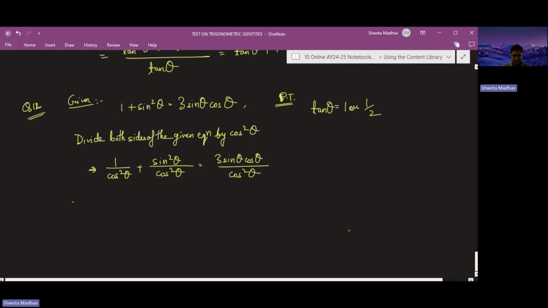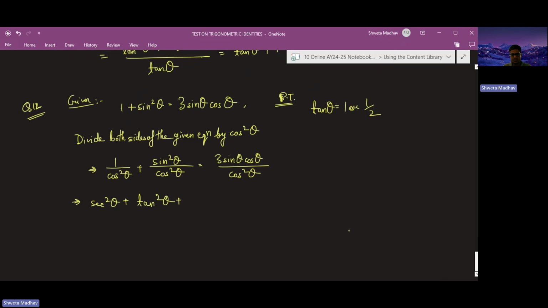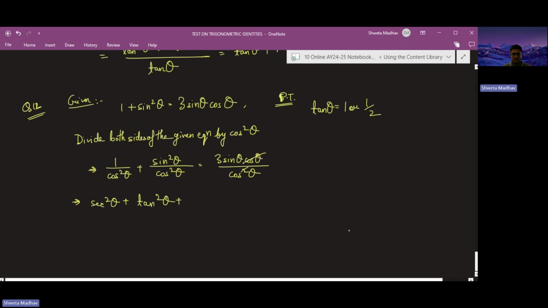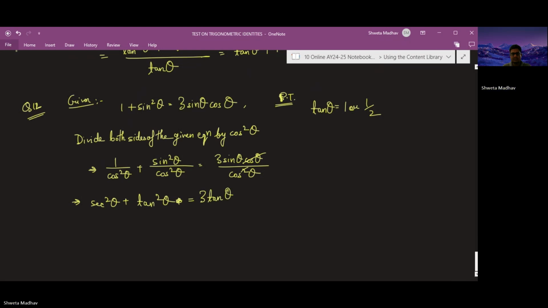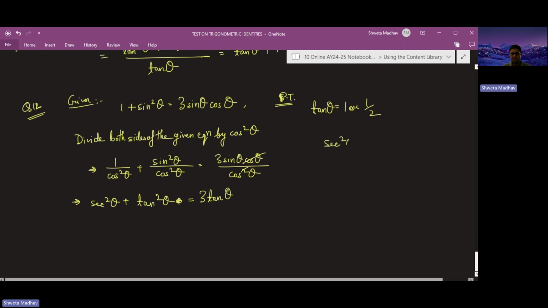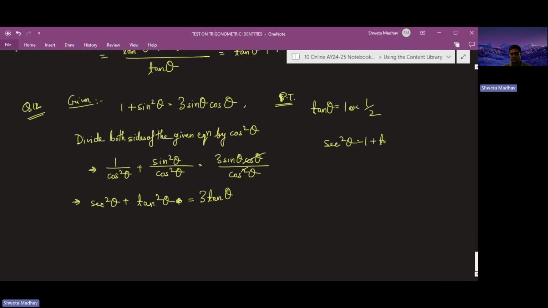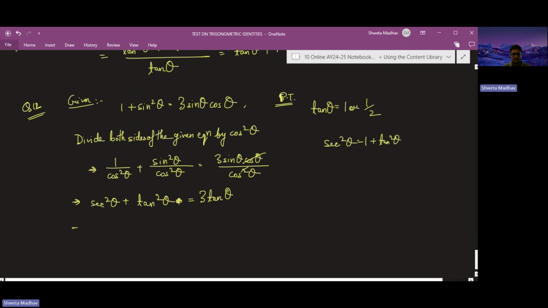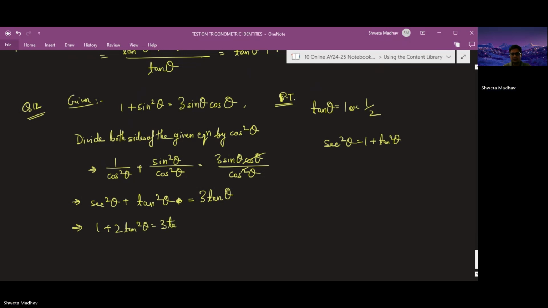So now this 1 by cos square theta will be secant square theta, and sin square theta by cos square theta is tan square theta, plus this cos theta will cancel, and sin theta by cos theta is tan theta. So this will be equal to 3 tan theta. And we also know that secant square theta is equal to 1 plus tan square theta. So this will be 1 plus tan square theta plus tan square theta, that is 2 tan square theta, that is equal to 3 tan theta.